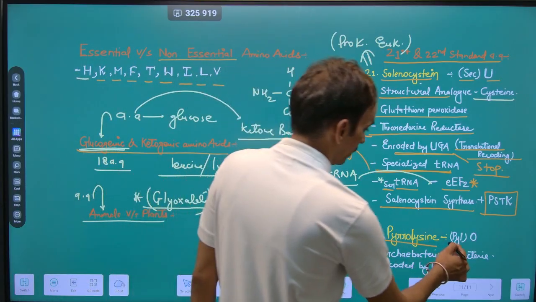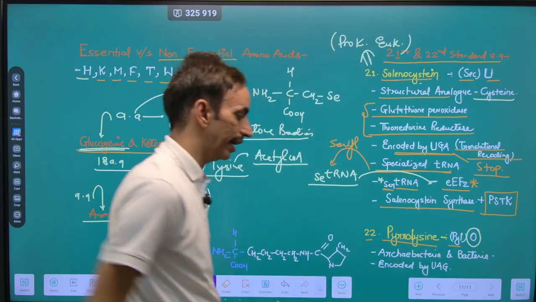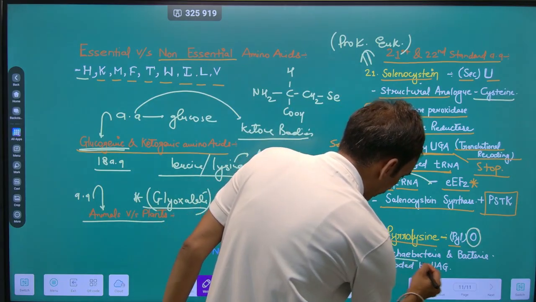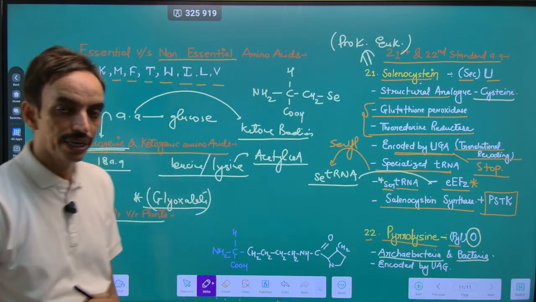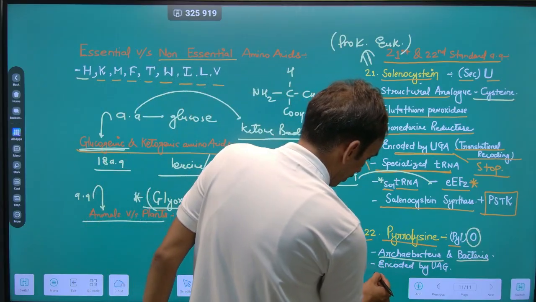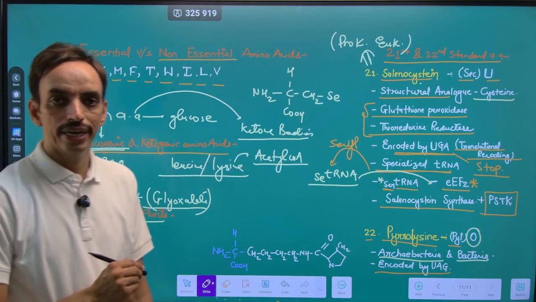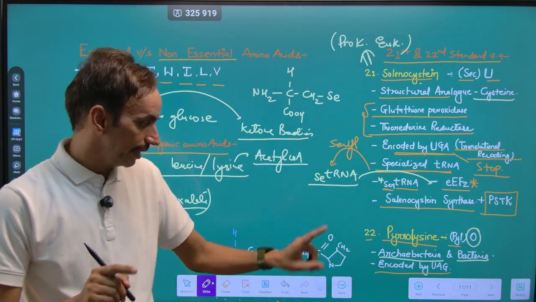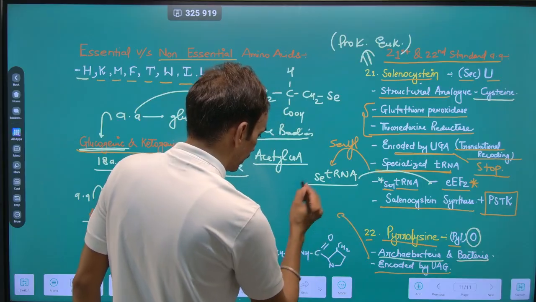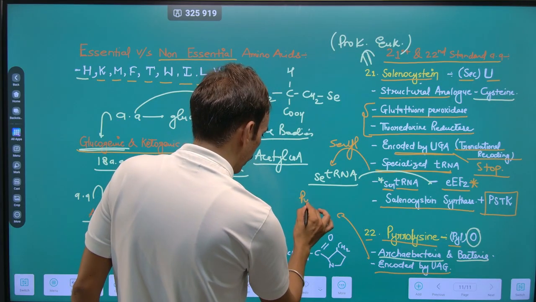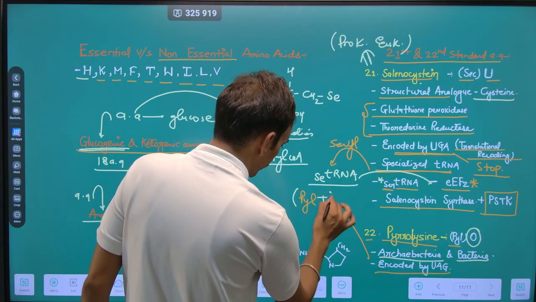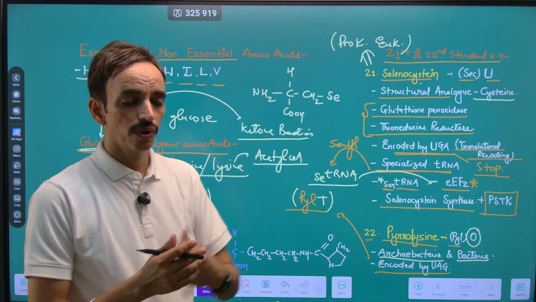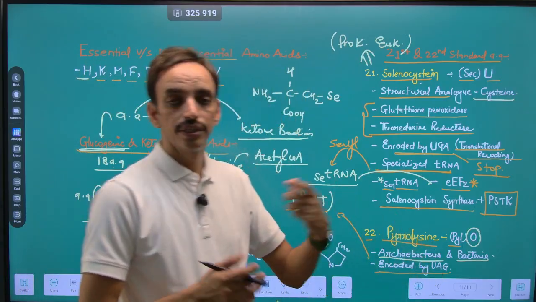It is abbreviated as PYL and denoted by the alphabet O. It is found only in the prokaryotic system, in archaebacteria and also in some bacteria. It is again encoded by a stop codon which is called UAG. For UAG to code for pyrrolysine, there should be a presence of the gene which is known as PYLT. These genes are necessary for the encoding of this pyrrolysine through a UAG codon.